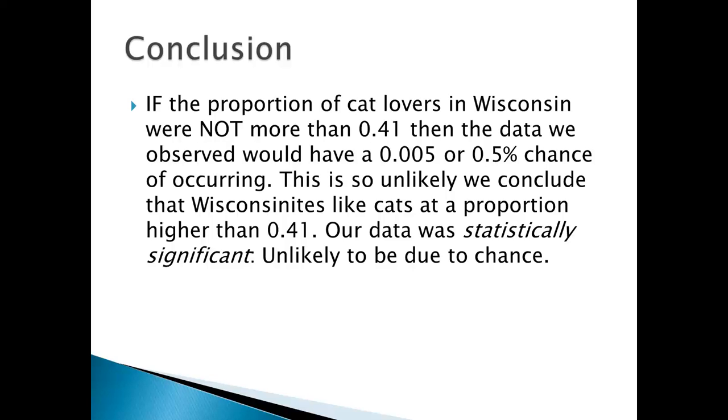The null is that nothing is going on, and the alternative is p greater than 0.41. And then we answer a probability question. If the null were true, what's the probability of getting data as extreme, as large, in the direction of the alternative hypothesis as we observed? And when the answer to that question is small, we say that the data is statistically significant. We reject the null hypothesis and conclude that the alternative is correct.